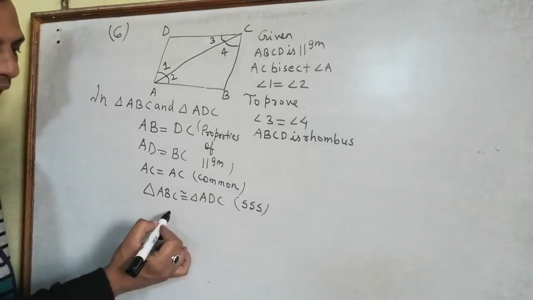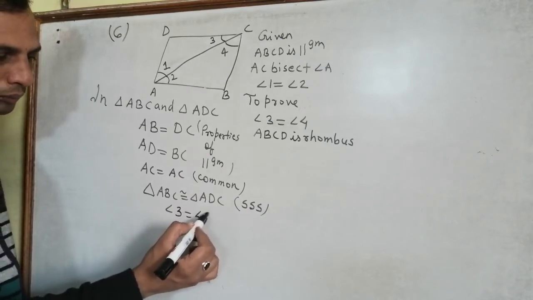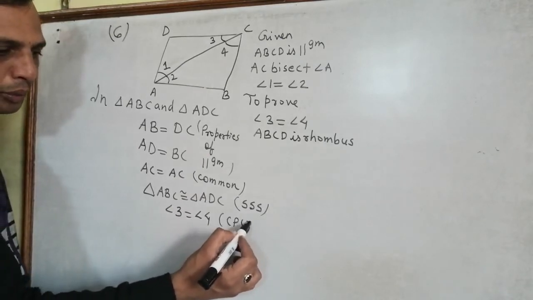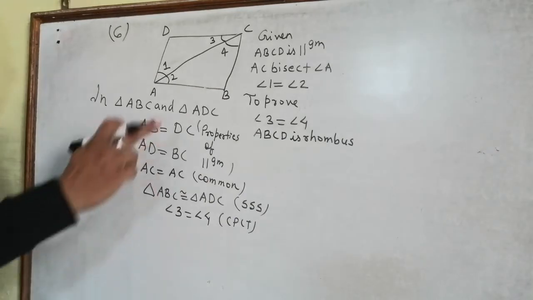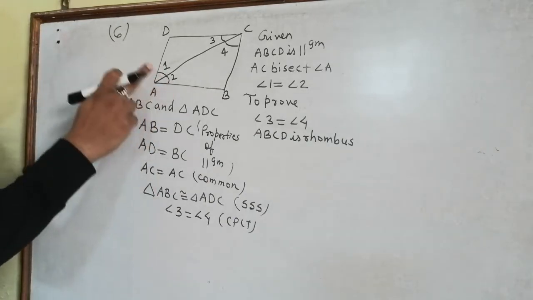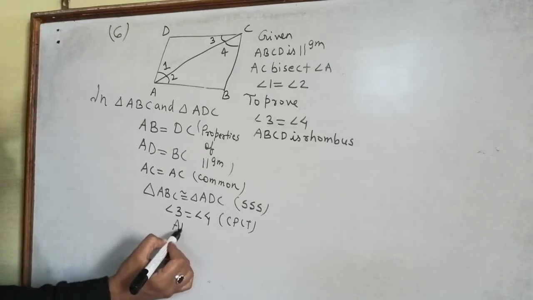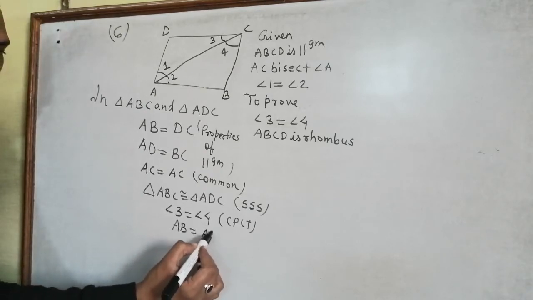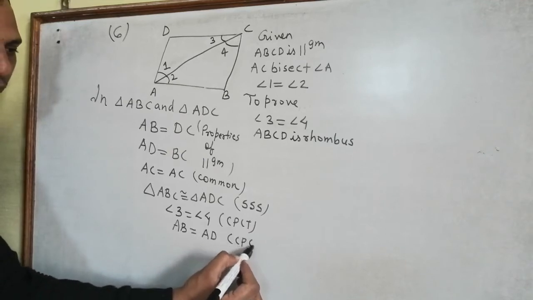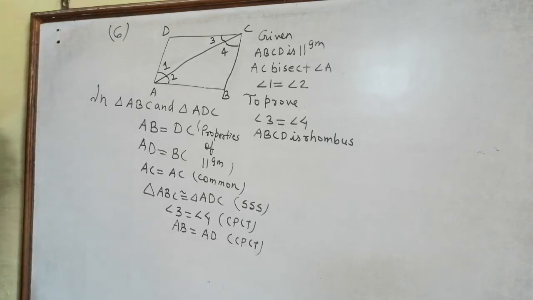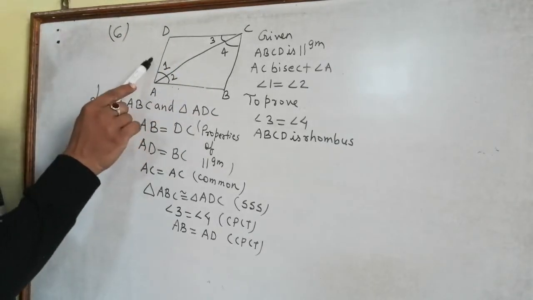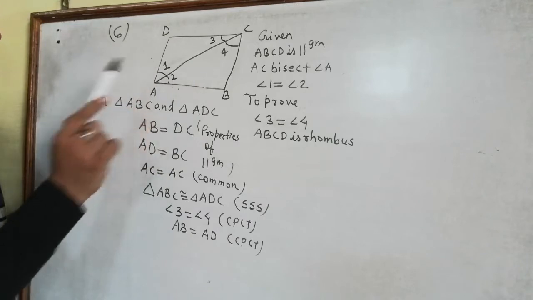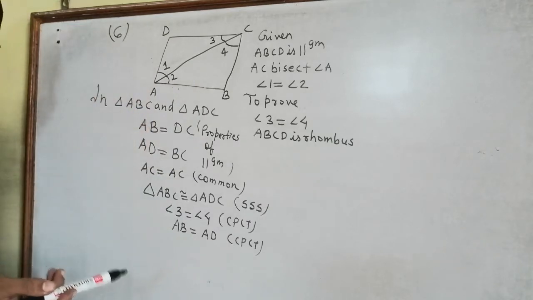We can say that angle 3 is equal to angle 4, by CPCT. So this completes the first part. It bisects C, so this we proved. Now we have to make the adjacent sides equal. So if these two triangles are congruent, we can write AB is equal to AD. This also comes from CPCT. Now AB is equal to DC given and AD equal to BC given. I have proved AB equal to AD. Now this means all sides become equal, so it is a rhombus.